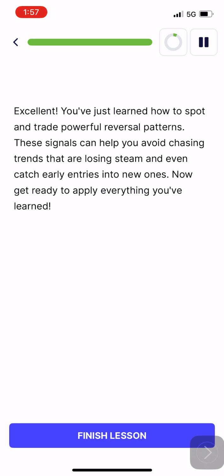Excellent. You've just learned how to spot and trade powerful reversal patterns. These signals can help you avoid chasing trends that are losing steam and even catch early entries into new ones. Now get ready to apply everything you've learned.